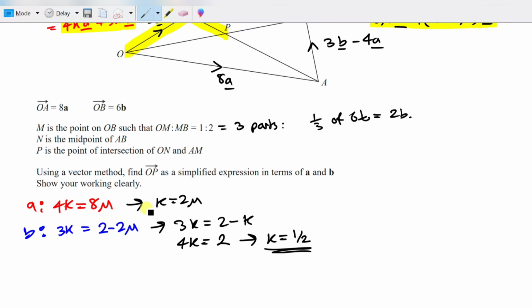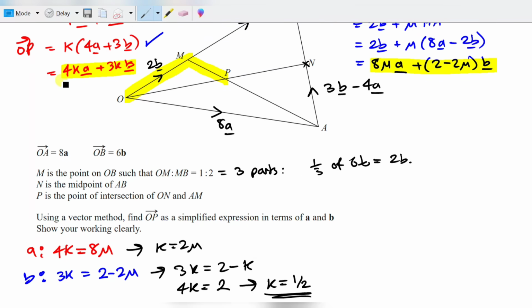So K equals half. Don't bother about the mu, by the way, guys, but you can work it out. Because why? We literally have an OP equation here, so we can just use this one. If you worked out mu, you could use this equation instead to find your vectors. But just remember what the question was. It says find literally OP.